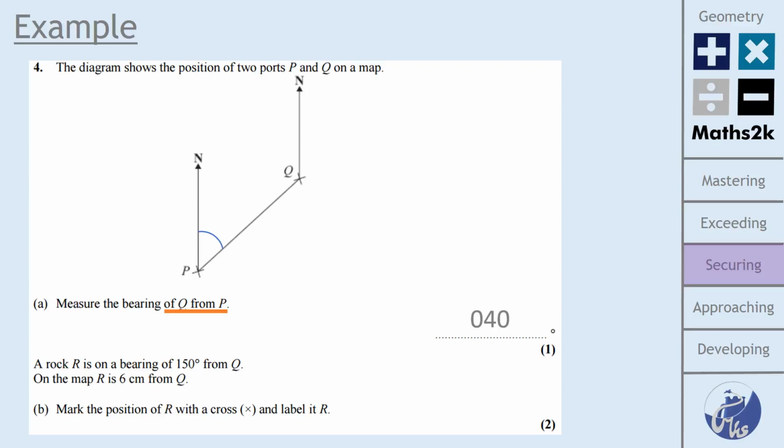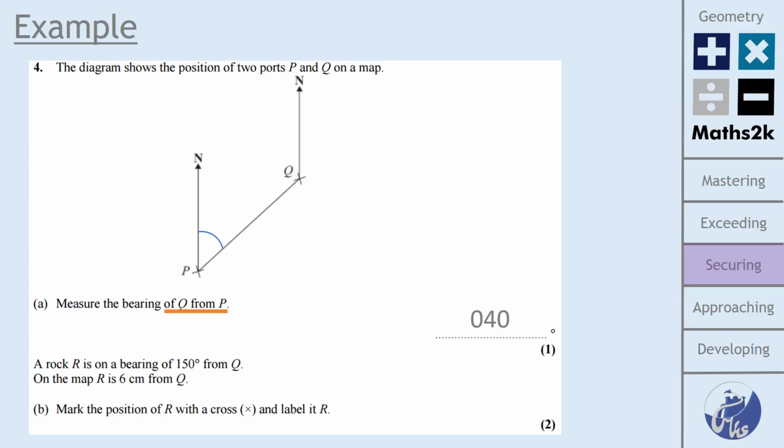Now I've not measured it accurately. I'm just saying that it's going to be an acute angle looking at the diagram. So I've said it's about 40 degrees, but as a bearing we need 040 degrees. And that would get us our 1 mark. And it would be a common mistake to miss out that first 0 and just put 40 degrees and lose out for something as simple as that.